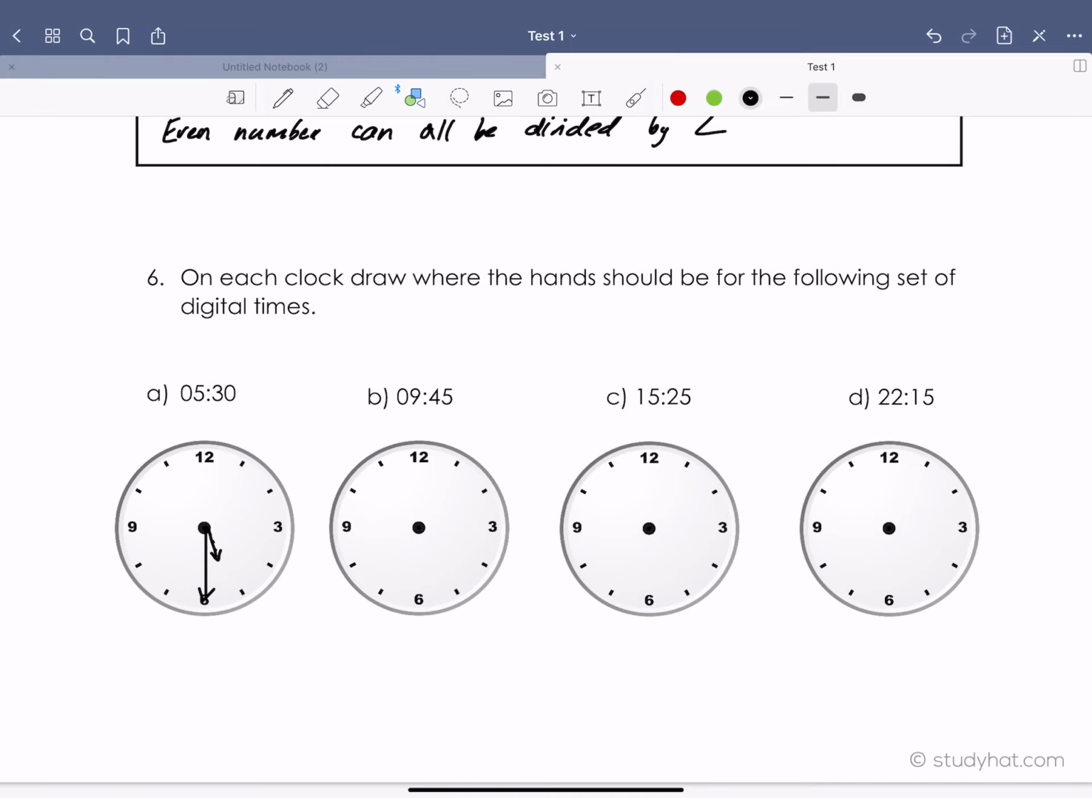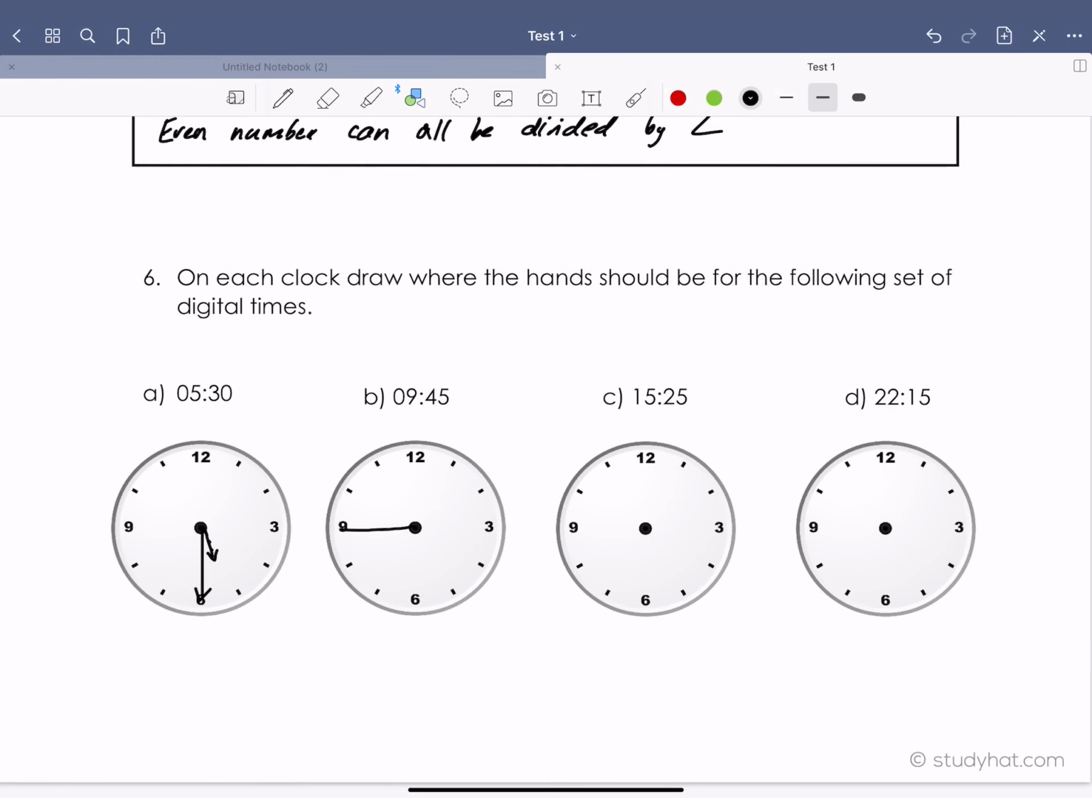9:45. We need to have the big hand on the 45. The 45, remember, will be over here. You could think of this as the 0, 15, 30, and 45. So the big hand's on the 45 and the small hand needs to be on the 9. But not quite on the 9, because it's already going to have moved around quite a bit towards the 10, hasn't it? So it's going to be something like this. 9:45.